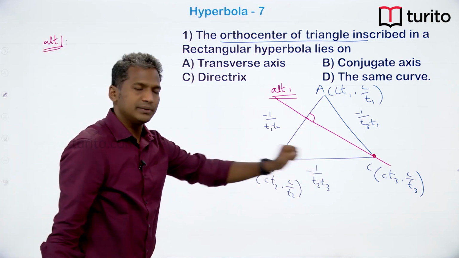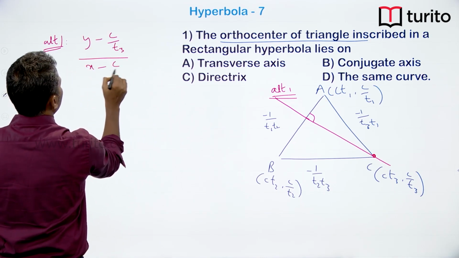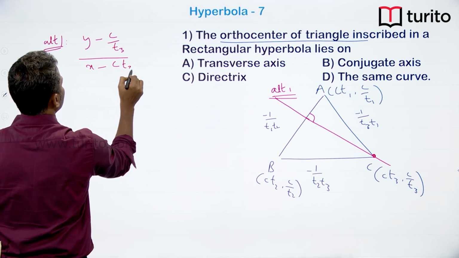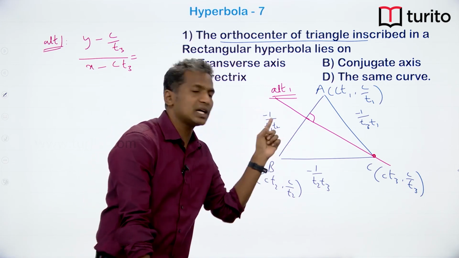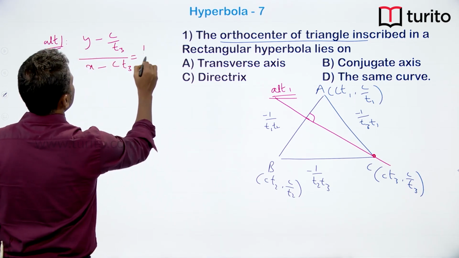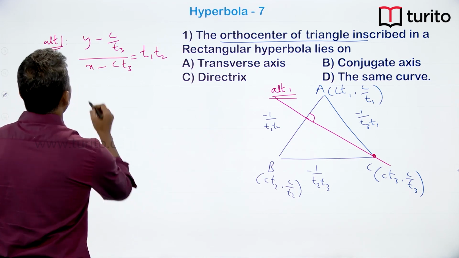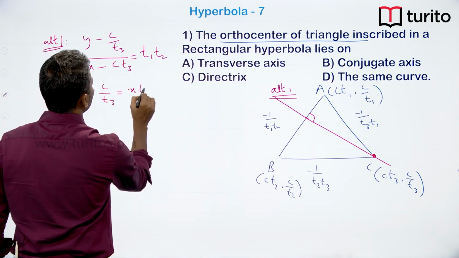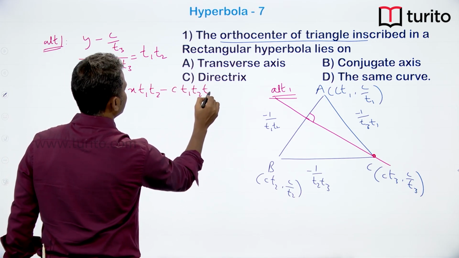Okay. So what would be the equation of alt1? It has to pass through C. So that means (y minus c/t3) by (x minus ct3) is equal to the slope of the altitude. The slope of AB is minus 1 by t1 t2, so the slope of this altitude will be t1 t2 because m1 m2 must be minus 1. Now when I simplify this, what do I get? I get y minus c/t3 is equal to x t1 t2 minus c t1 t2 t3.